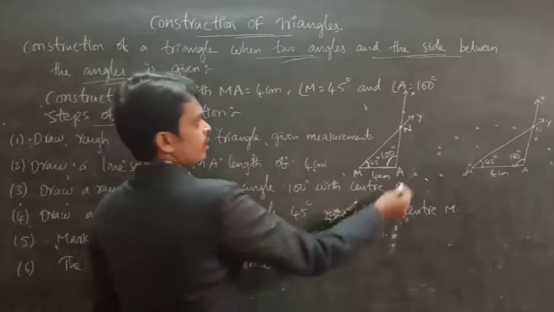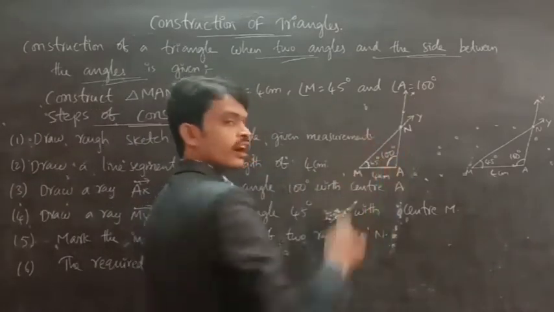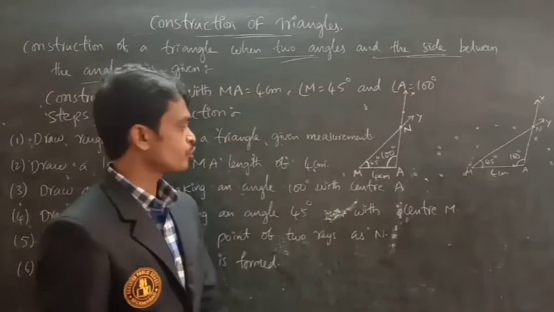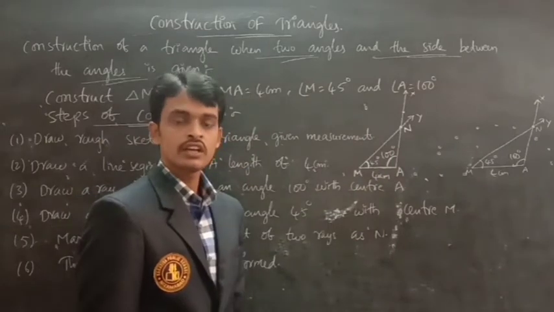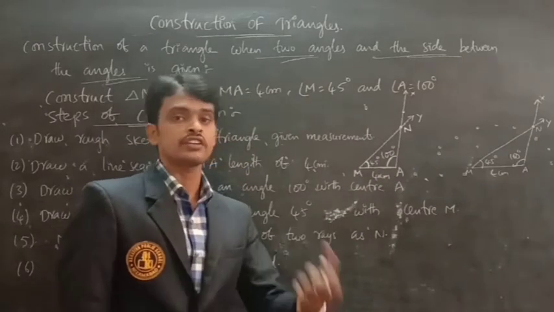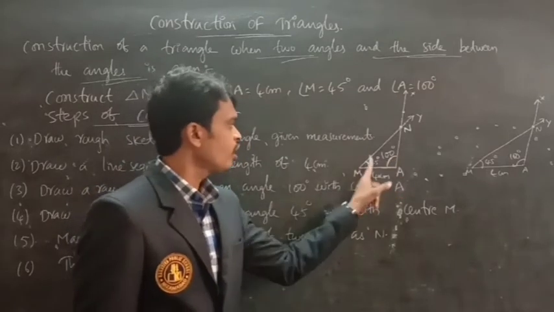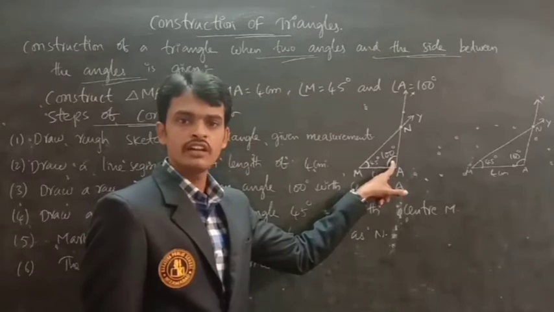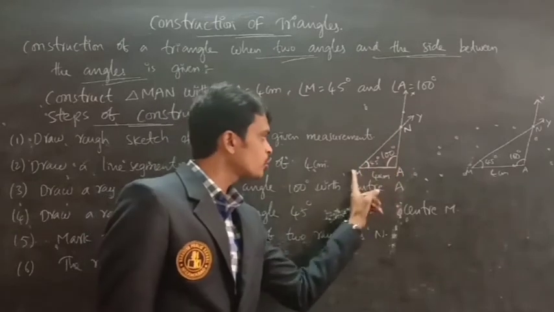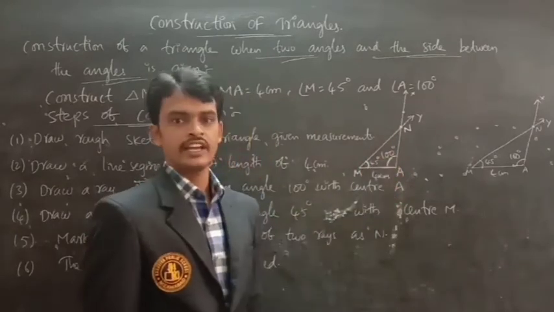Here angle A is 100 degrees, as given. So which type of triangle is this? Obtuse angled triangle. Why? Because in this triangle one angle is an obtuse angle, so it is called an obtuse angled triangle.